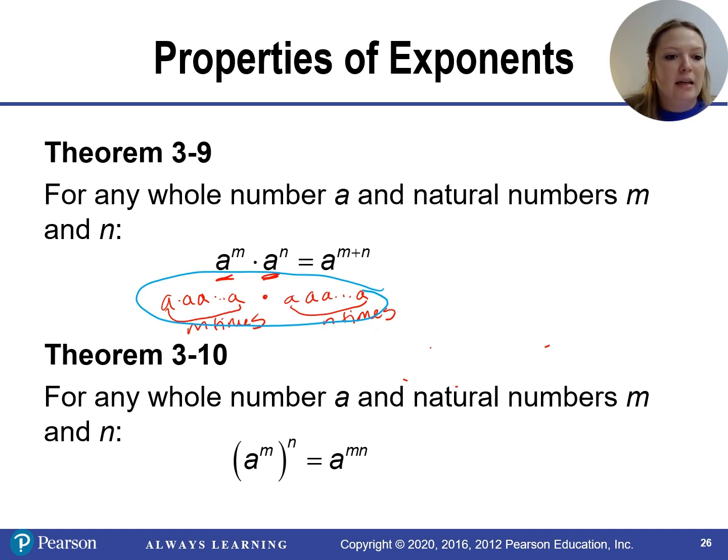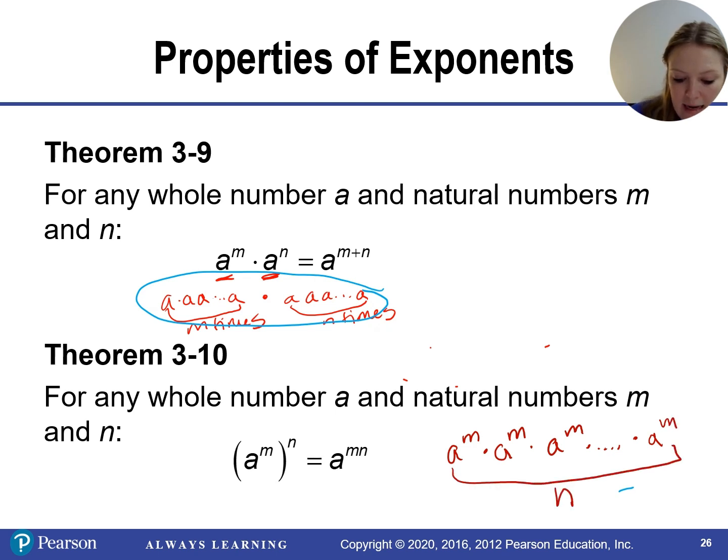If we take exponent a to the m power and then raise that to an n power, we'll get a to the m times n power. Again, this makes sense if you think about a to the m as a times itself m times. But then to the n power, that's taking a to the m times a to the m times a to the m, n times.